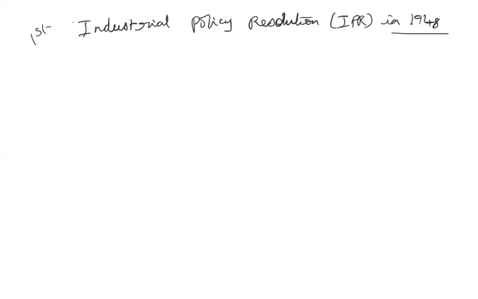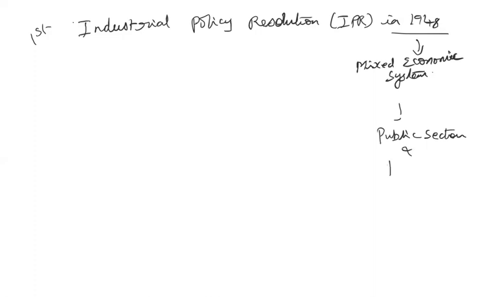In this 1948 industrial policy resolution, the government announced the mixed economic system in our country. You know that there are three types of economic systems: capitalism, where everything is owned and controlled by the private sector, or socialism, where mostly everything is under government control, like Russia. And India wanted to have a middle path. So it was decided in 1948 itself that the government would allow the coexistence of both public sector and private sector. That is what is known as the mixed economic system.